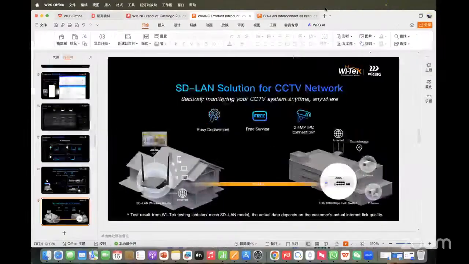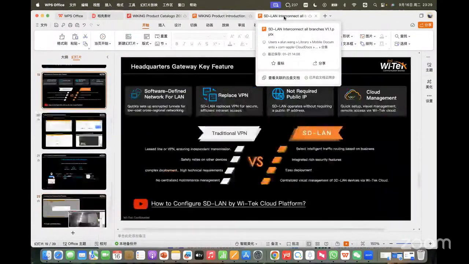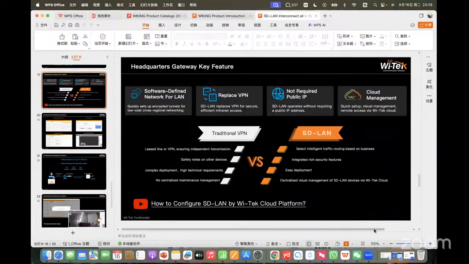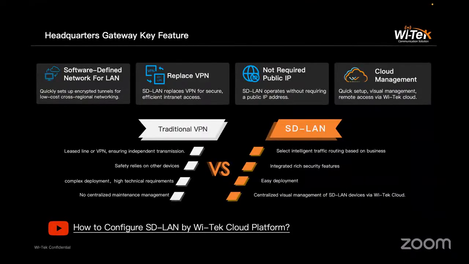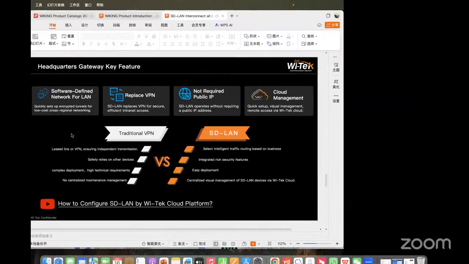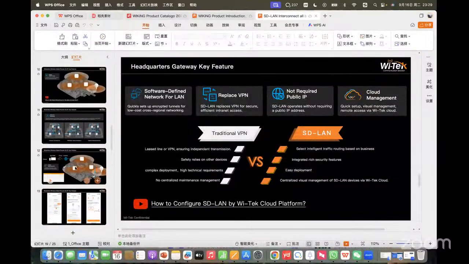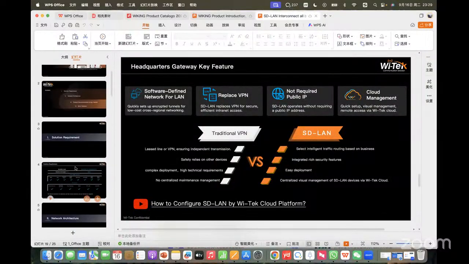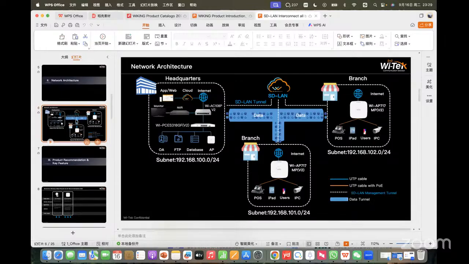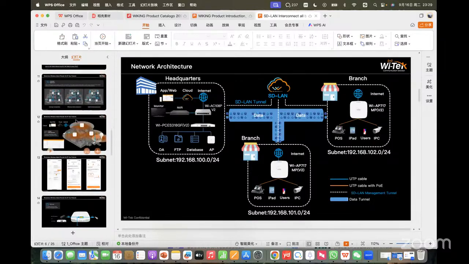It's not easy to understand, so I will first show this. We compare with traditional VPN. The best feature is we don't need a public IP. Let me show the topology graph. You can understand maybe.